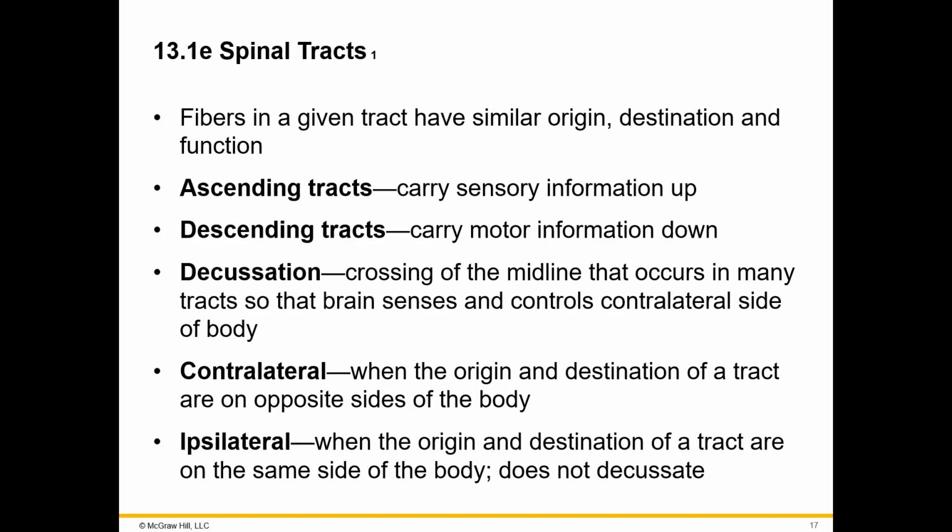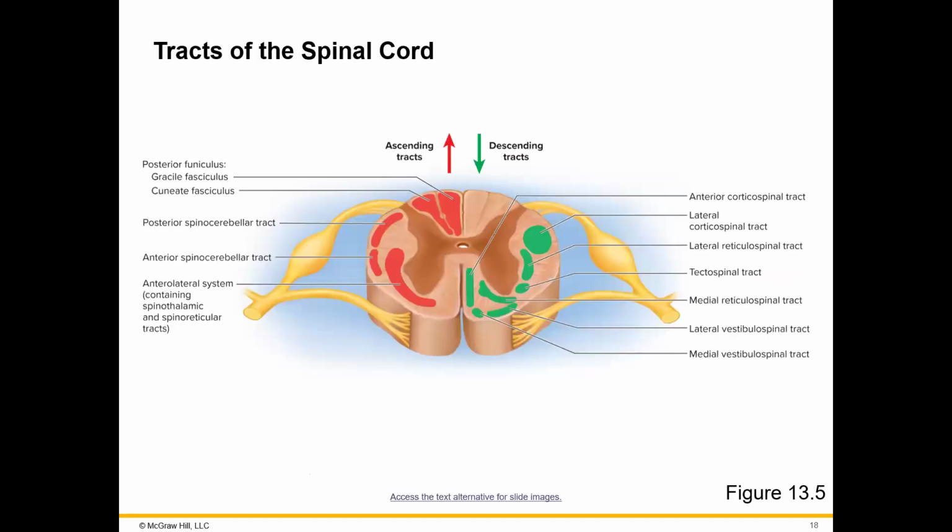So if you have a stroke on the left side, you cannot move the left side, then you know the damage happened to the nerve that is ipsilateral. But if the damage happened to the left side, but you cannot move the right side, then you know that is a stroke that affected a contralateral nerve tract. So all the ascending tracts, some of them are ipsilateral, others are contralateral. And descending tracts, some of them are ipsilateral and others are contralateral.